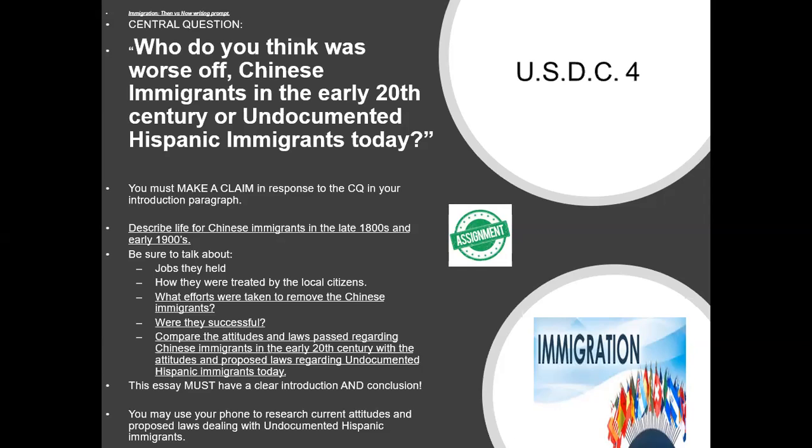Now, there's not a right or wrong answer here. What I'm trying to get you to do is think, okay? I want you to make a claim in response to this question: that you think Chinese immigrants then had it worse off, or undocumented immigrants today, Hispanics from Central and South America. So if you look here, describe the Chinese immigrants. Do some research in your book and on the internet and talk about the jobs they had, how they were treated, how efforts were taken to remove them, okay? Explain how they had it, their conditions, in relation to that of undocumented Hispanic immigrants today.